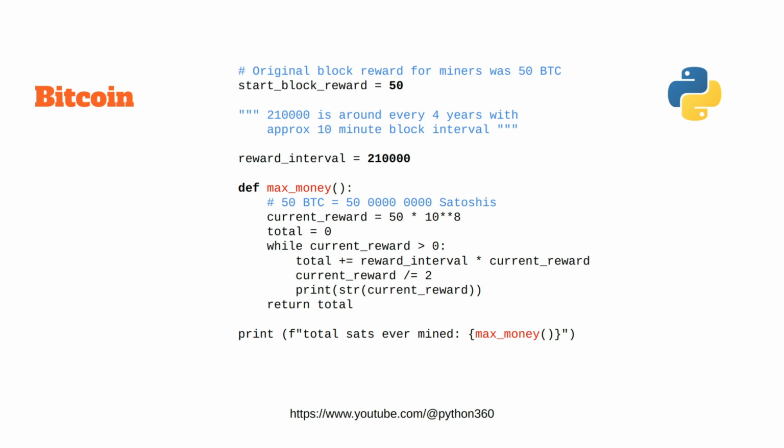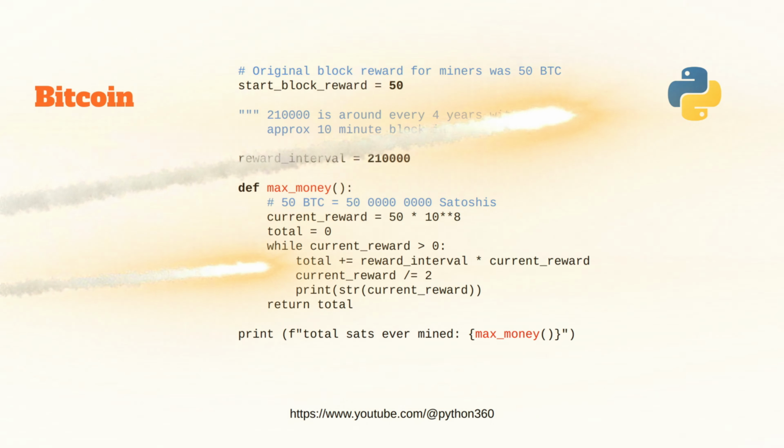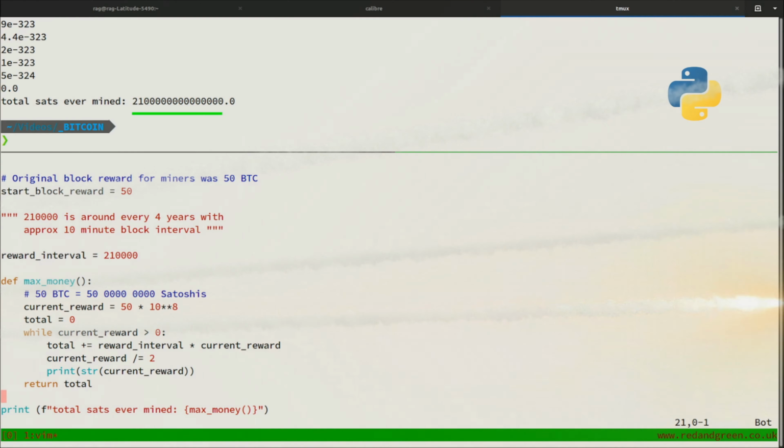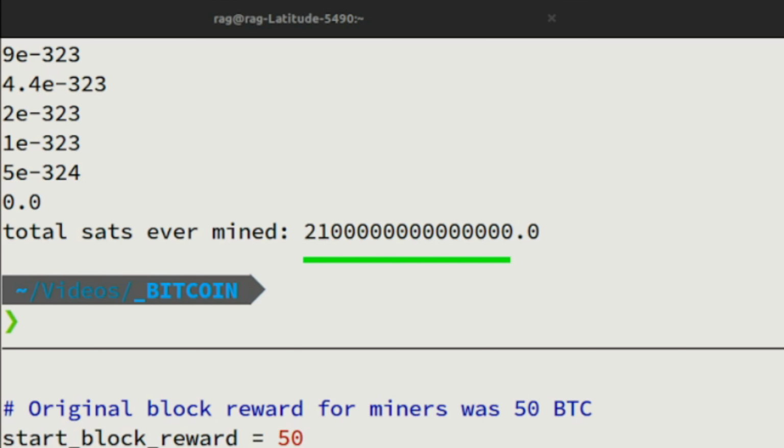Here's an example of some Python code which demonstrates how many Bitcoin will ever be mined. And here's the example written in Python, and you can see at the top, there's the output. Total sats ever mined. That's sats, so you need to divide it by 10 to the 8. And you end up with 21 million.